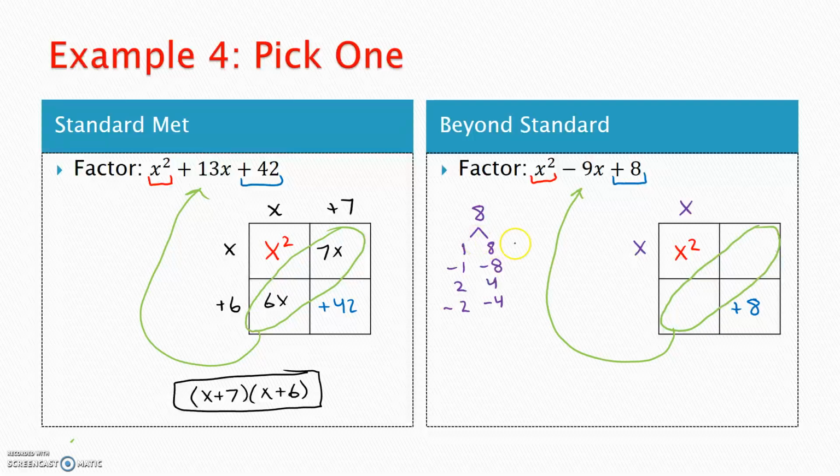Now, I'm going to pick the first one. Why not? 1 and 8. +1, +8. 1 times 8 will give us 8, but what's 1 times x? That is 1x. What is 8 times x? That is 8x. And when I combine these 1x's and 8x's, that gives me +9, and nope. Close but no cookies. I needed a -9x.